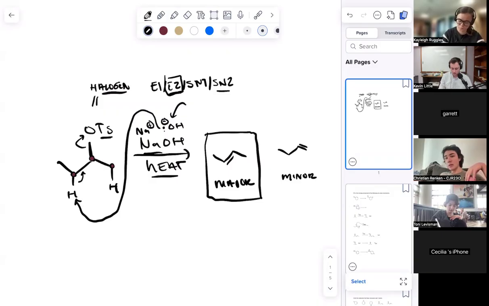It has to do with this double bond and the product being more stable, having two things coming off of it, as opposed to this double bond, which only has one thing coming off of it. We call this a disubstituted and a monosubstituted double bond, because how many things are coming off of the double bond? So this is Zaitsev's rule.